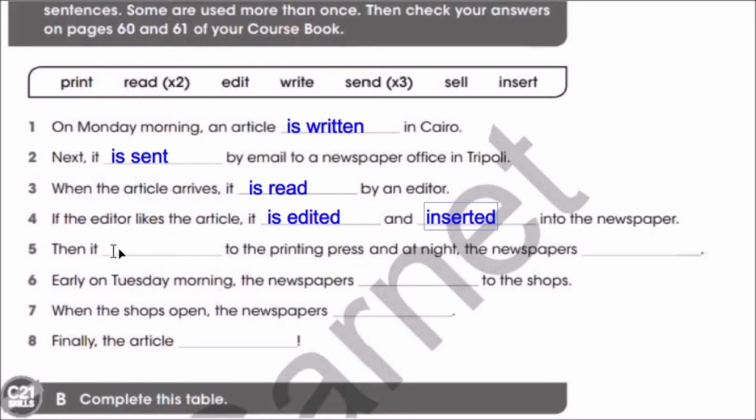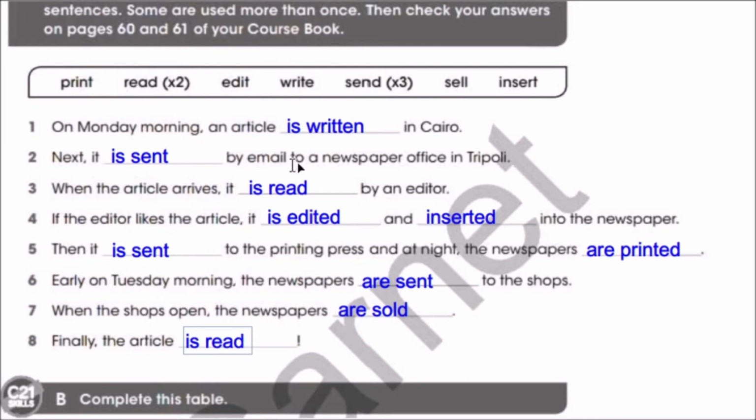Then it, good job, is sent to the printing press. And at night, the newspapers, good job, are printed. Very good. Early on Tuesday morning, the newspapers, very good, are sent to the shops. When the shops open, the newspapers, good job, are sold. And finally, the article, good job, is read. As you can see here, sometimes we use is and sometimes we use are.